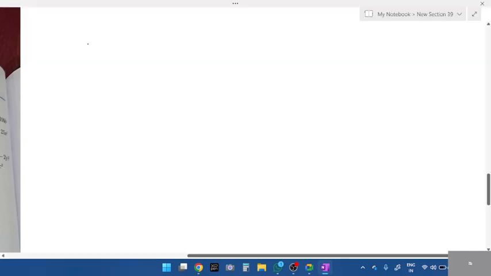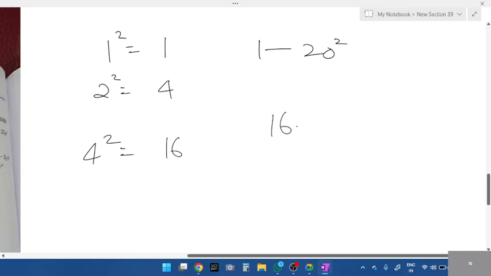Before that, I will just quickly revise square values. What is the value of 1 square? 1. 2 square? 4. In the same way, till how many values do you have to memorize? I told you all up to 20, or even 30 is also fine. Now, if I give you 16, students, what is the value for 4 square? 16. If I give number 16, you should be able to think and write it as 4 square.